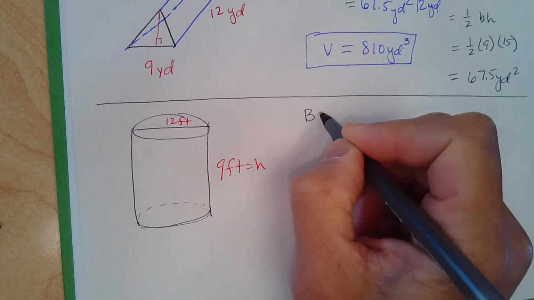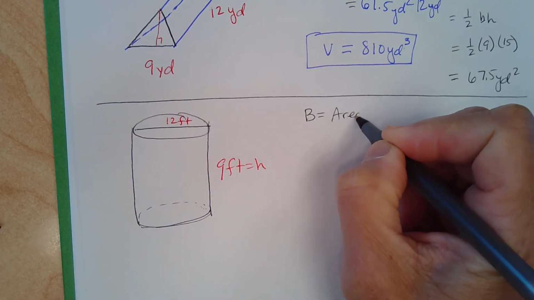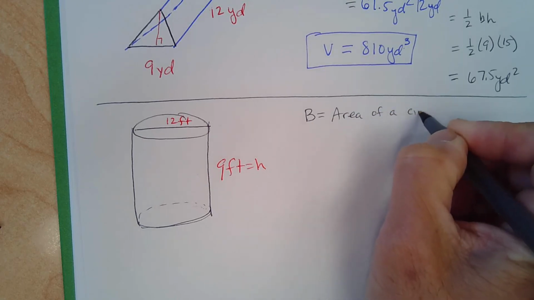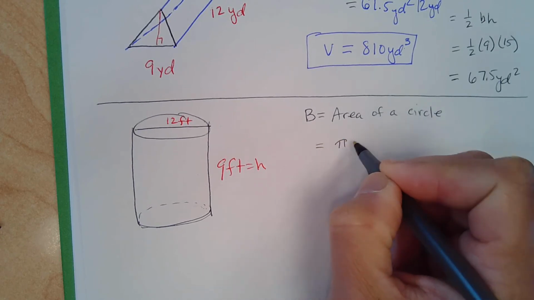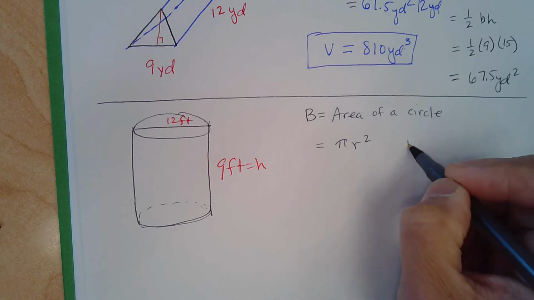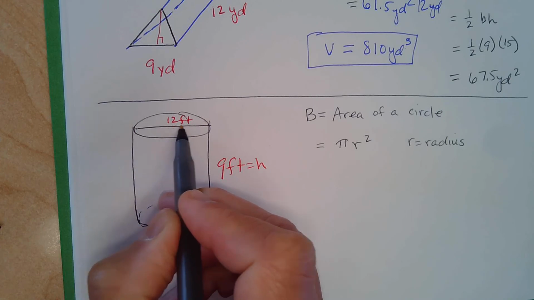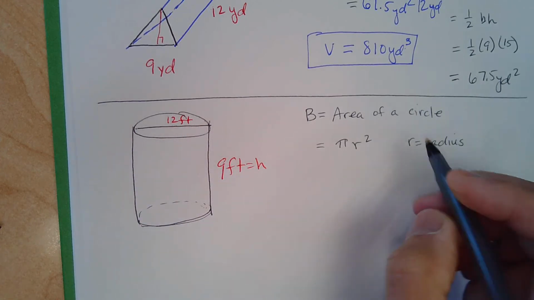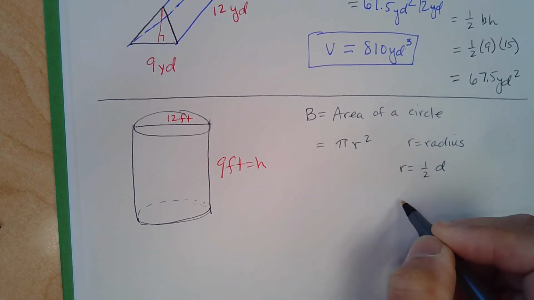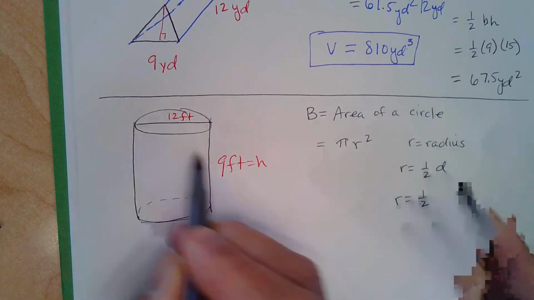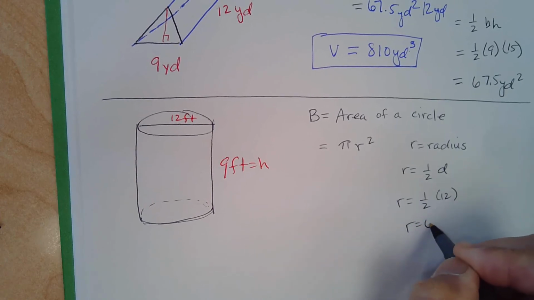So the base is the circle, area of a circle. Area of a circle is pi r squared. R is the radius of the circle. So it's just this piece, it's half this diameter. So the radius is half of the diameter. The diameter is 12. So half of 12 is 6.